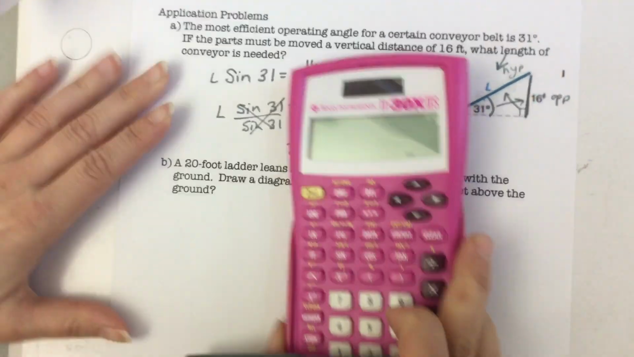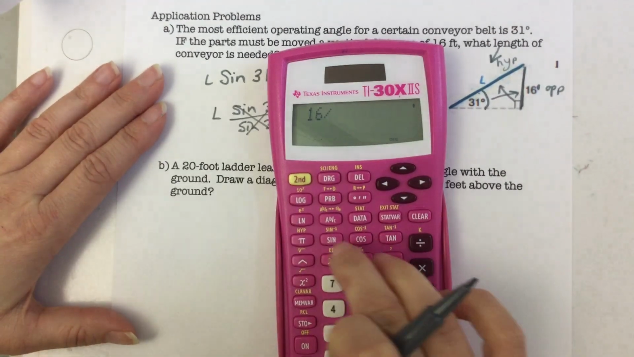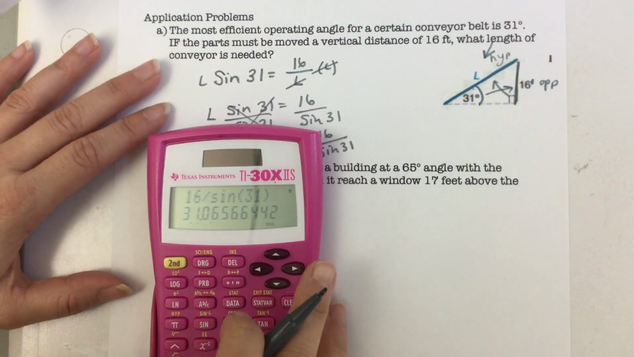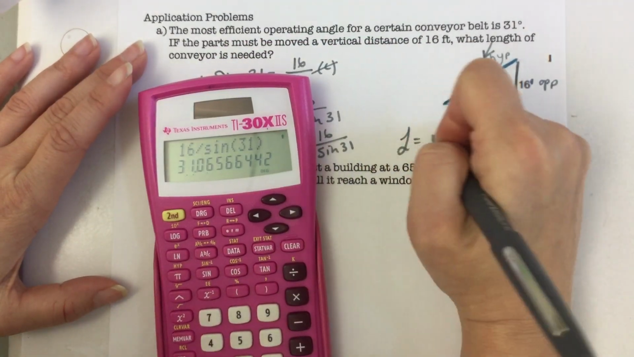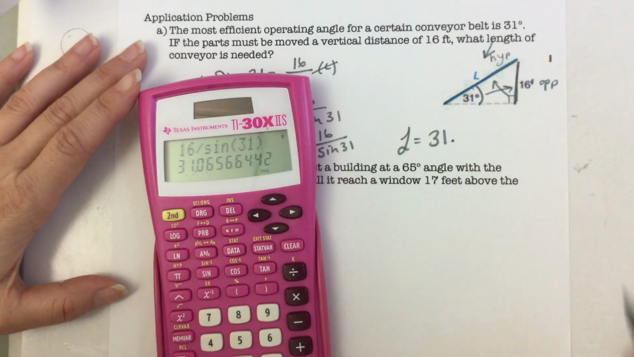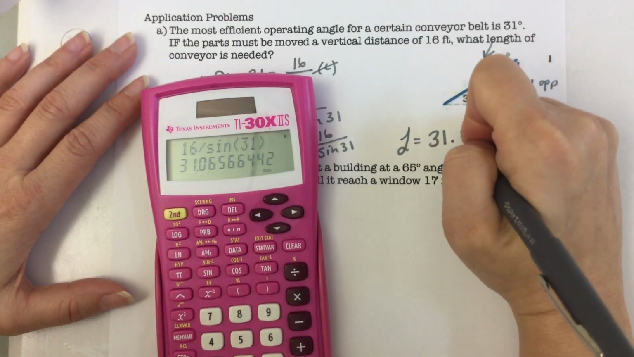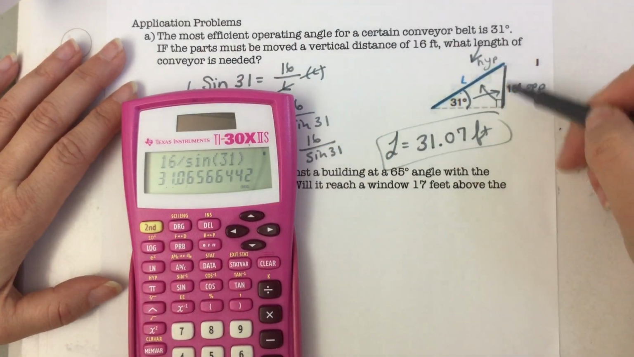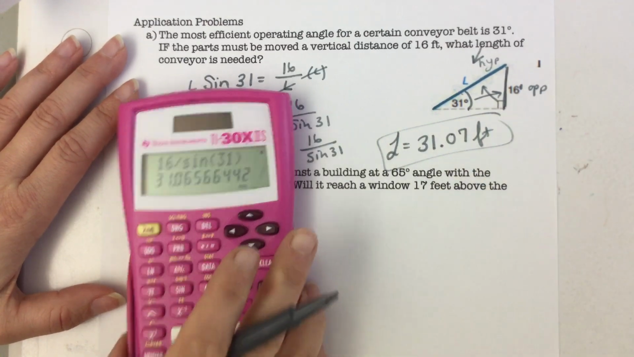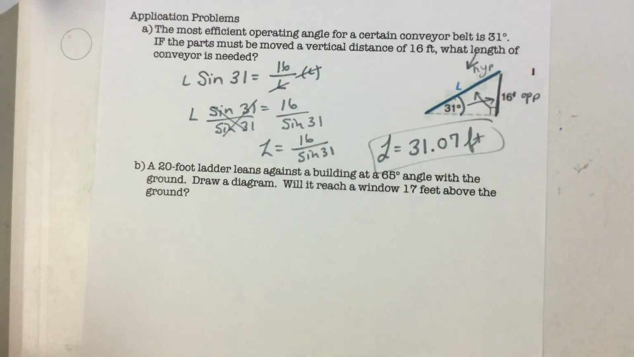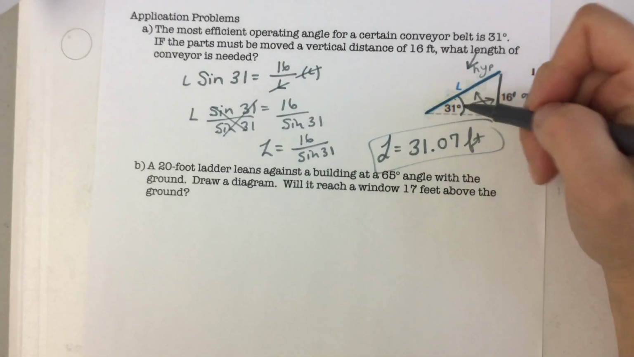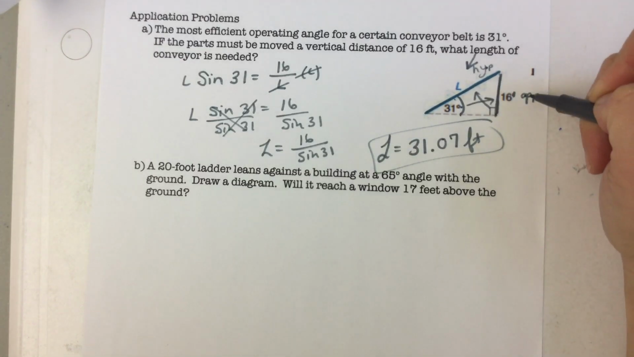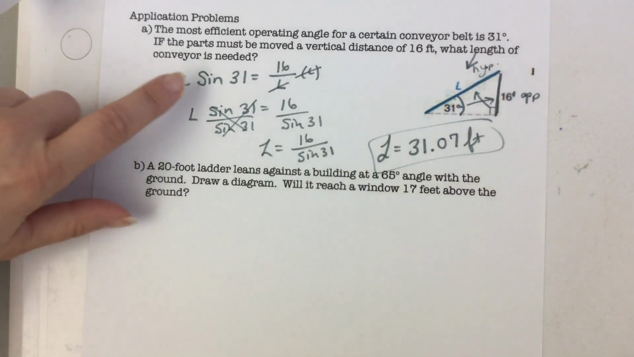Let's go ahead and do that. 16 divided by the sine of 31. So your conveyor belt, it doesn't tell us how to round it, so let's go ahead and do by the 100th. 31.07. The label will be in feet because when they talked about the distance they were trying to travel, that was in feet, and that label will just stay. Okay, so using trigonometry, knowing that you had an angle, you knew the opposite, you were looking for the hypotenuse, the trig function that is opposite and hypotenuse is the sine.